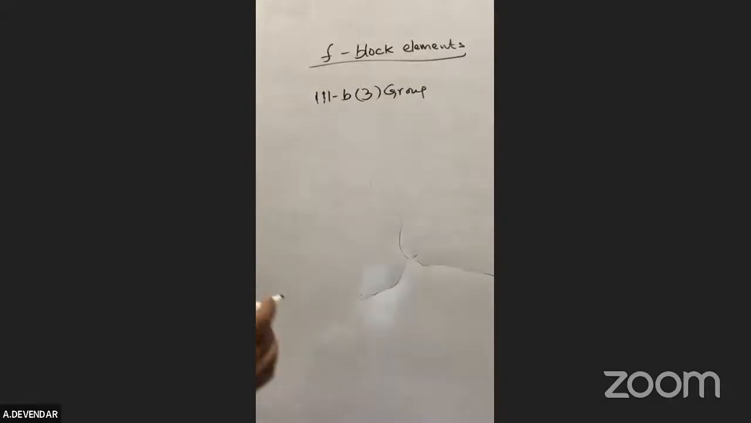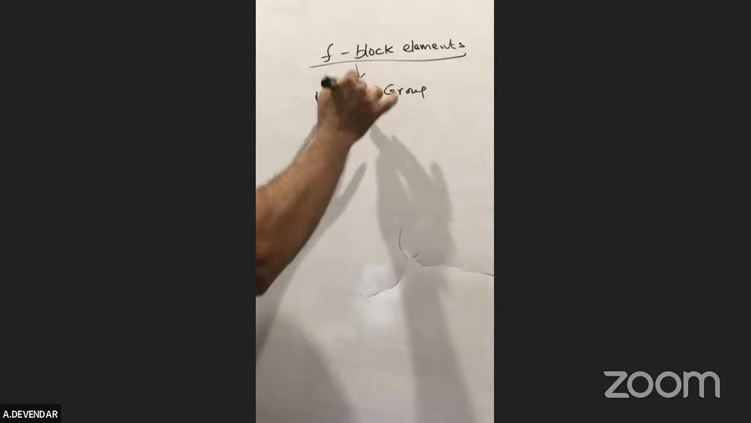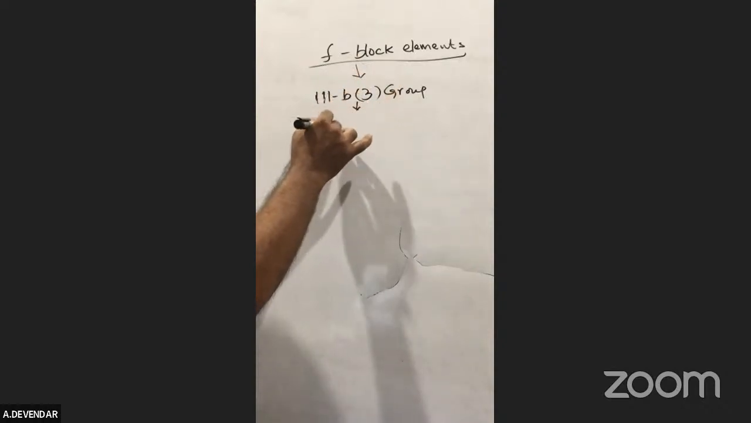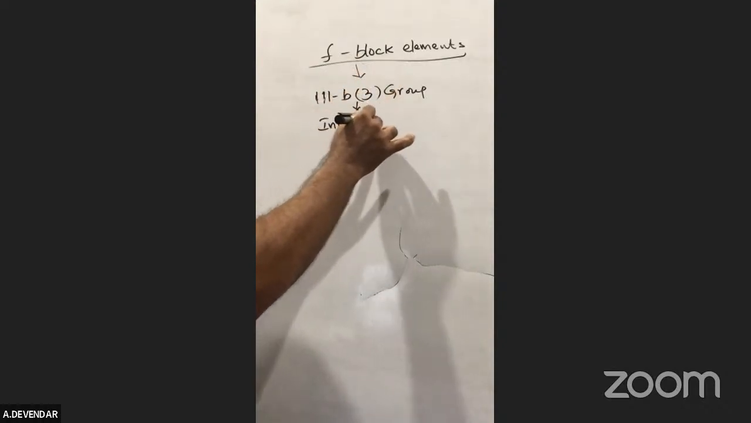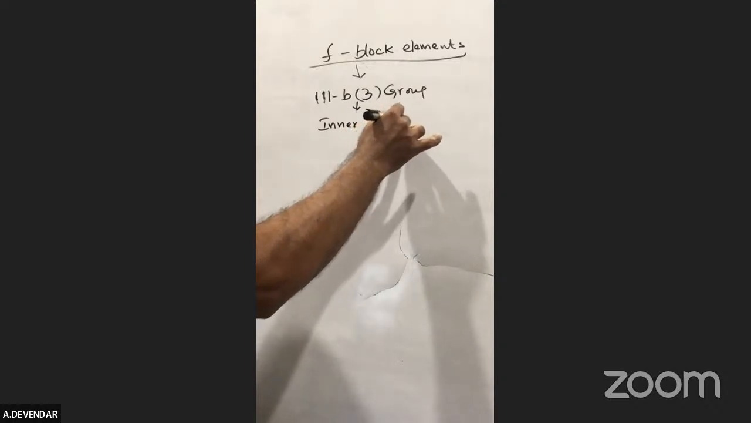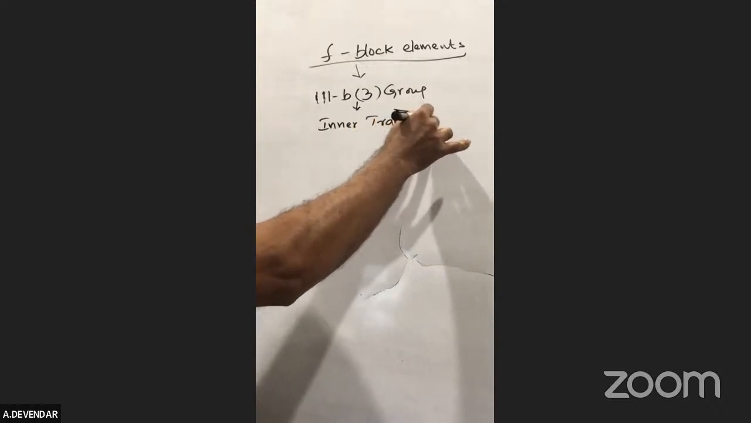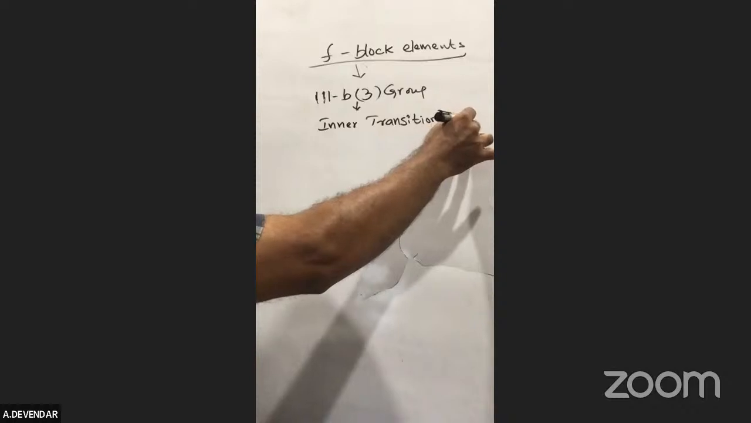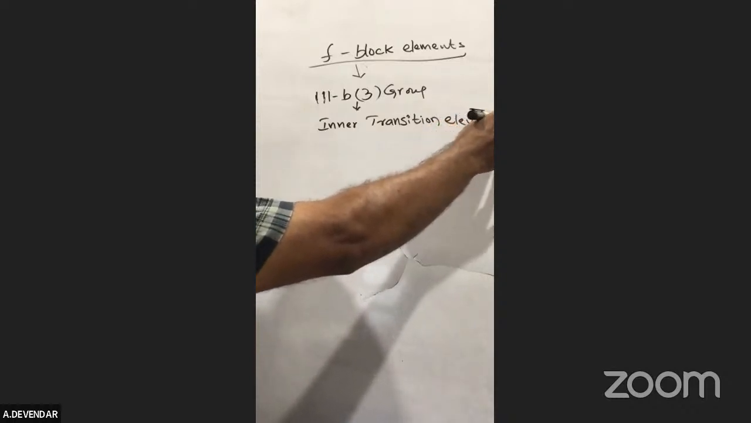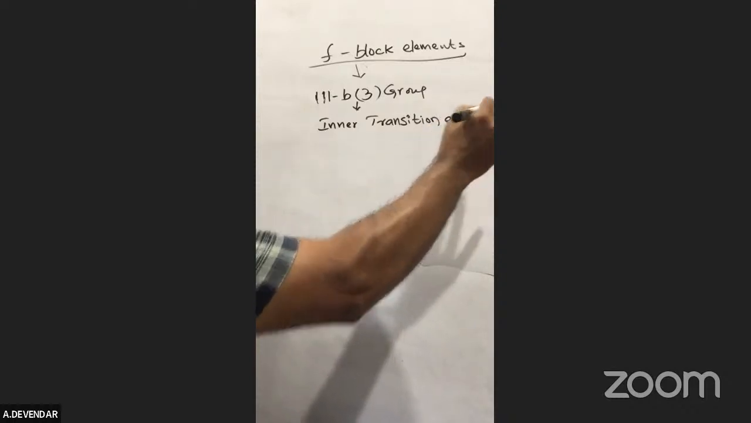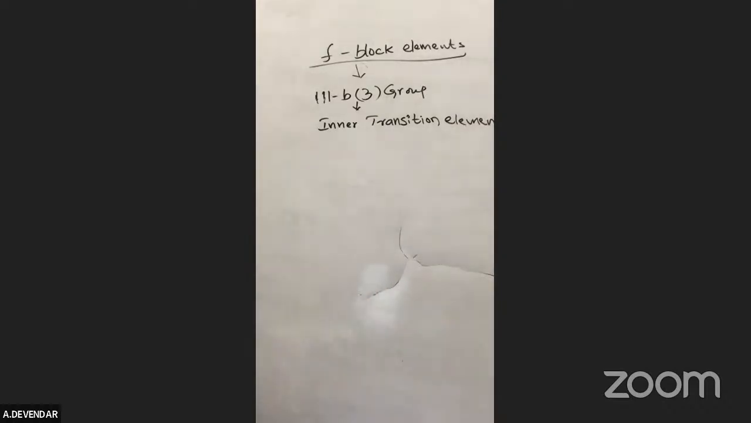Elements belong to the third group. These belong to the third group. It is also called inner transition elements. These inner transition elements consist of two series.